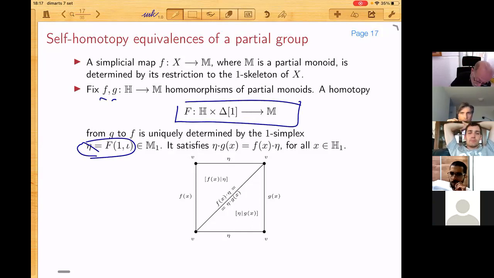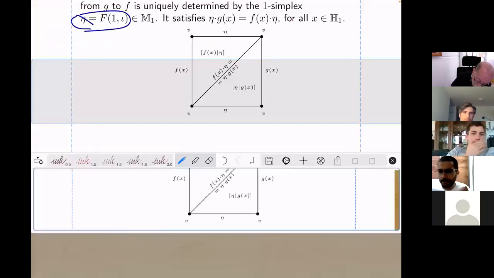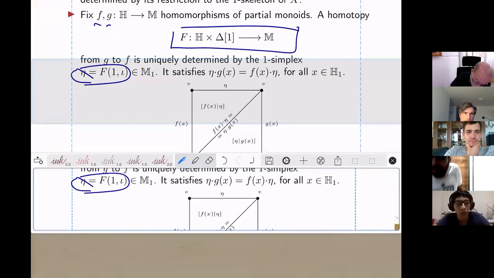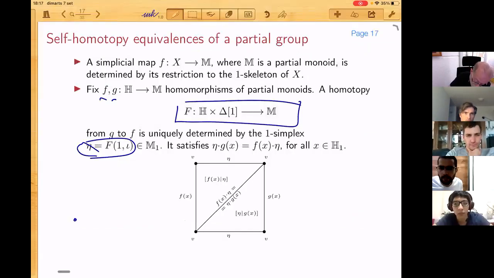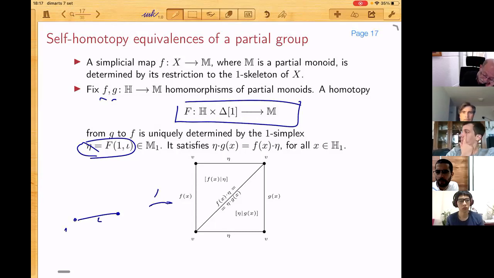So in a picture, you could take the vertex in H, and then imagine this is a one simplex, so the degeneracy of this vertex, and then take iota. This is 1. Take iota. And you can draw a picture like that. So then you put F and compute the image. The image is going to be a given one simplex, which is here eta, that belongs to M, right?